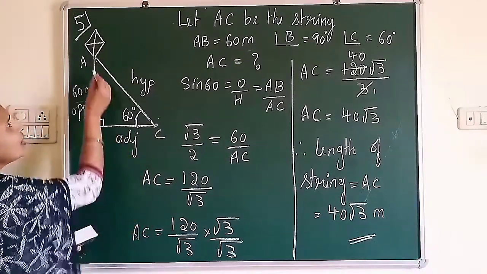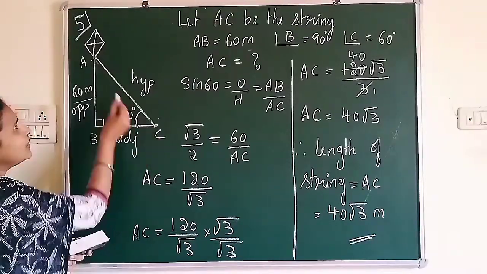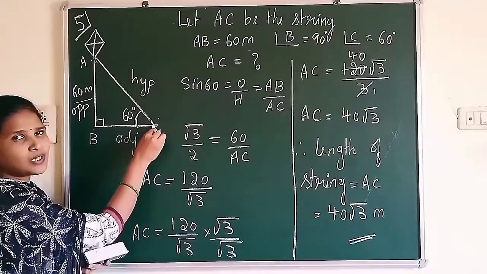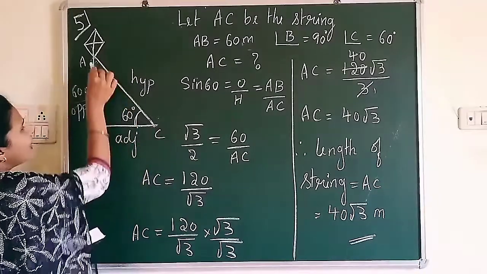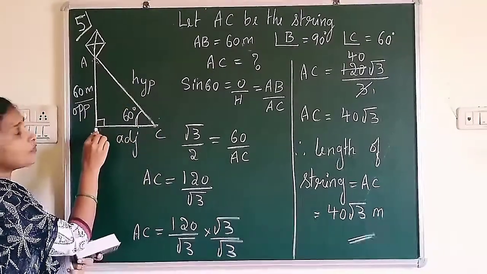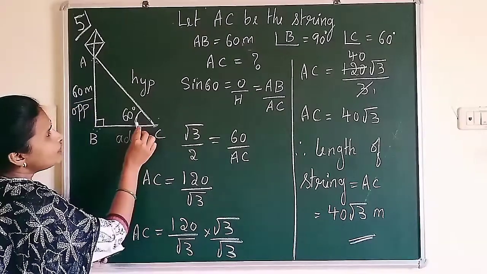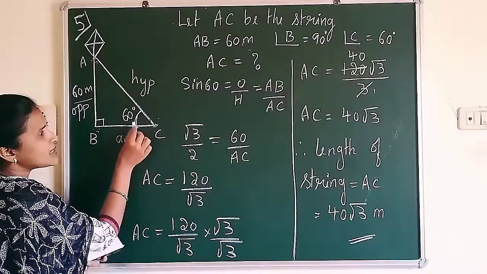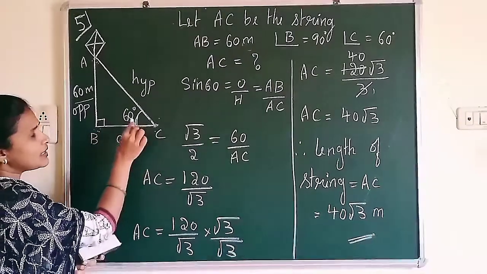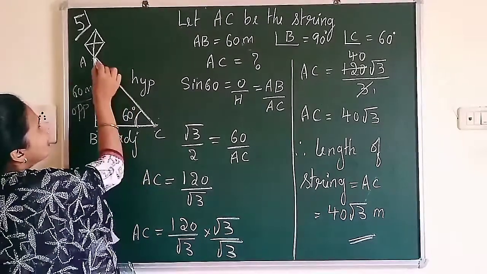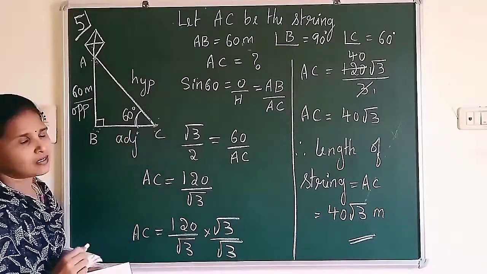Where is the string here? AC is the string. I'll repeat again. AC is the string. One end is the kite, the other end is tied to the point on the ground. And AB will be the height of the kite from the ground. That is given as 60 meters. And the angle between the string and the ground is given, it is the inclination. The angle of inclination between these two is given as 60 degrees. Now we need to find the length of the string.